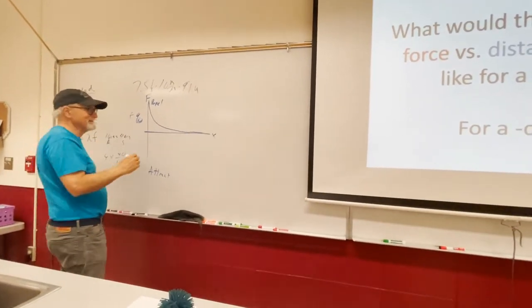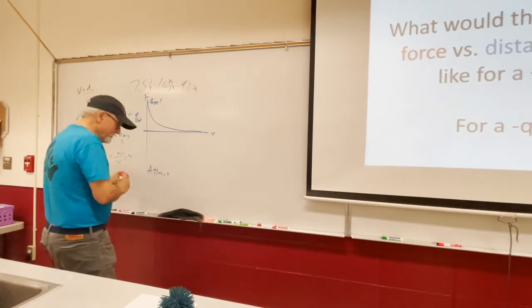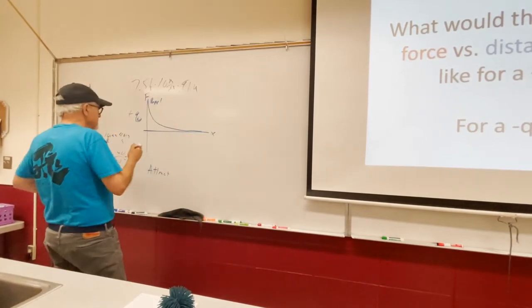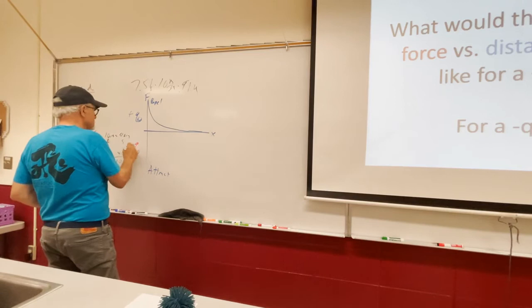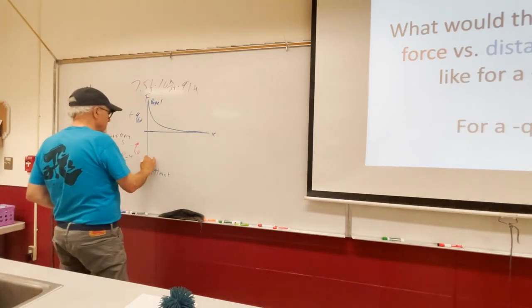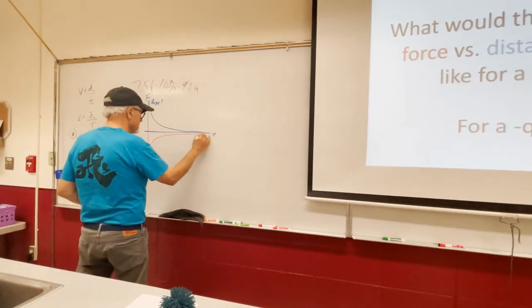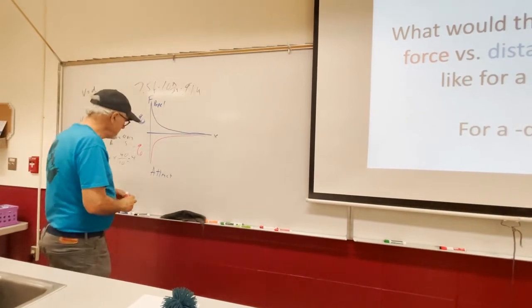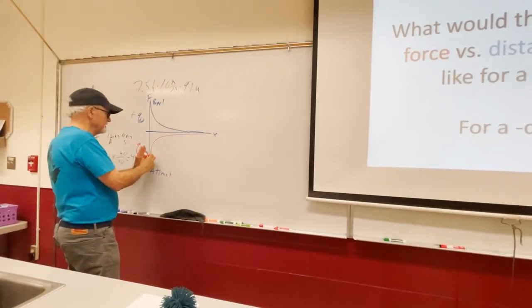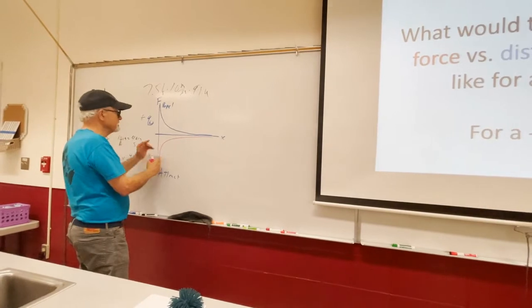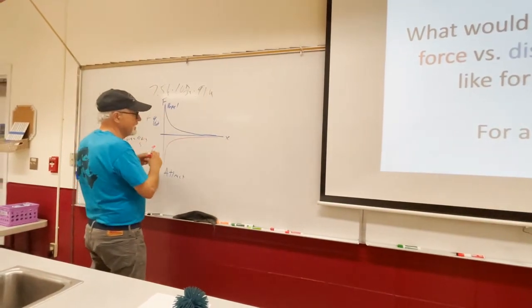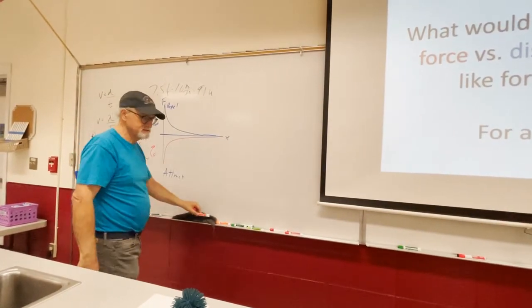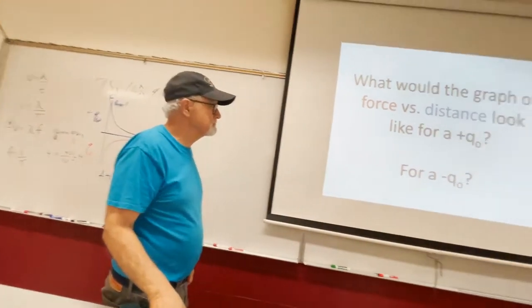Okay, so if we have Q originating as negative, it'll be a mirror, because when you get close to a negative, the force is going to be attraction, and then as you go out towards infinity, it falls away to zero. How are we doing? We okay? No, that makes sense.